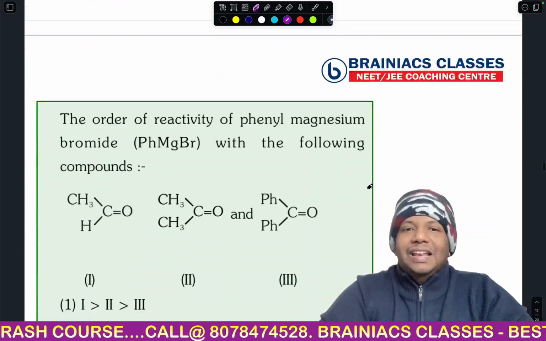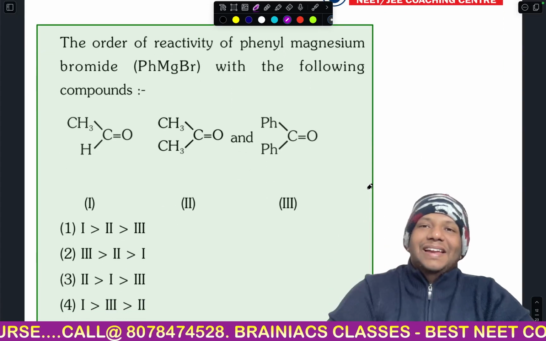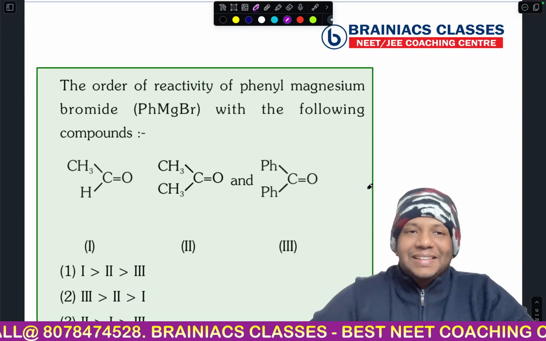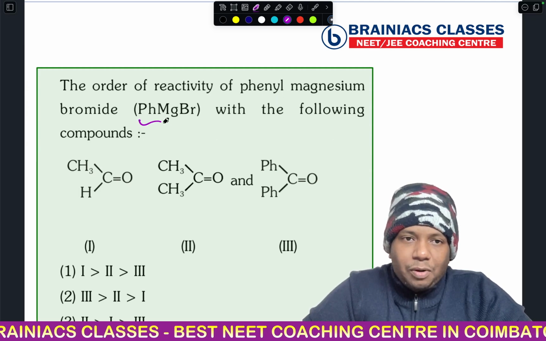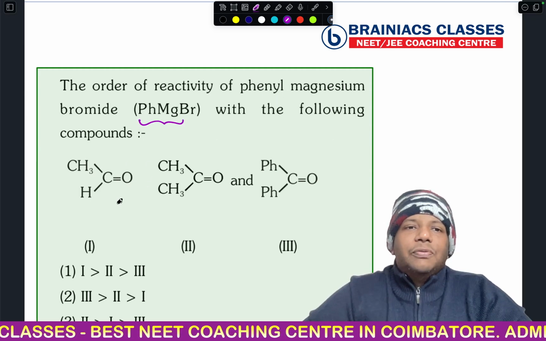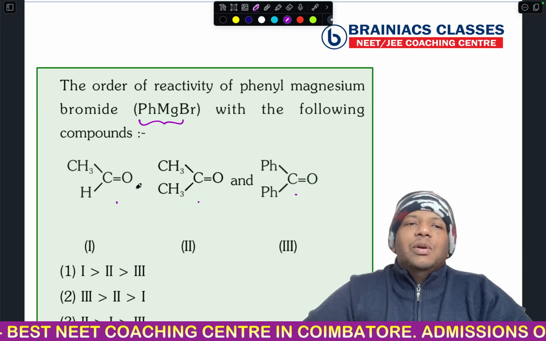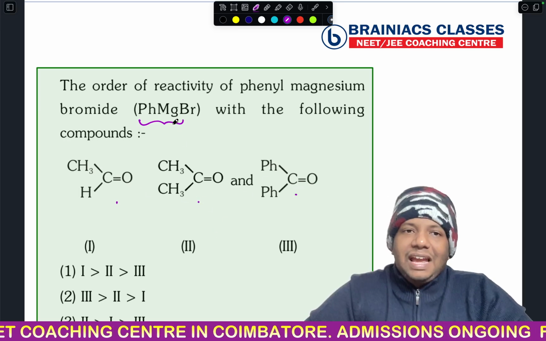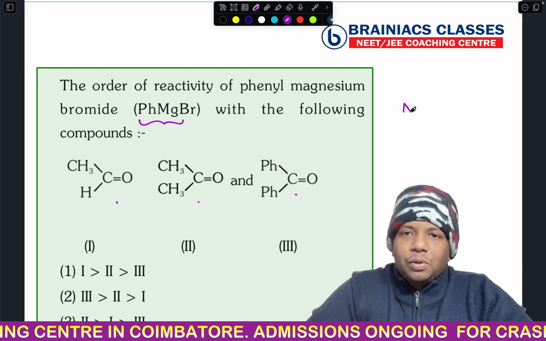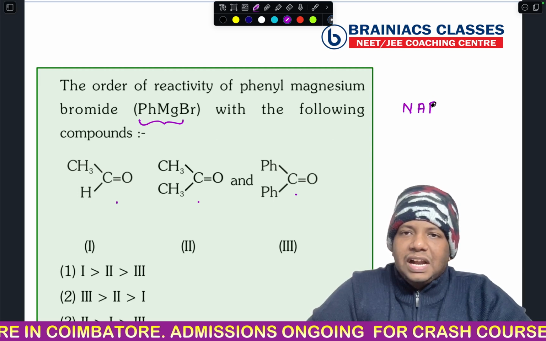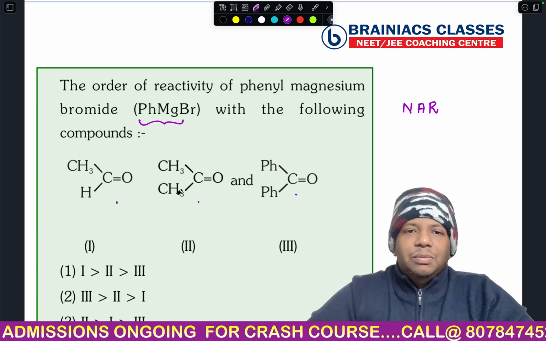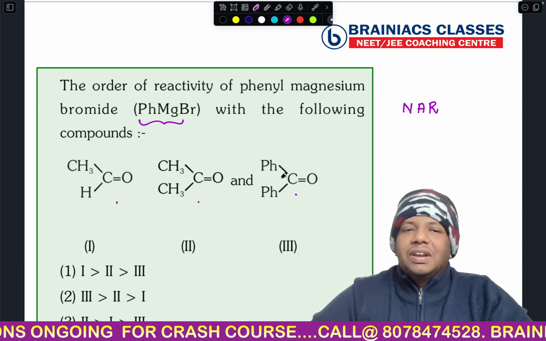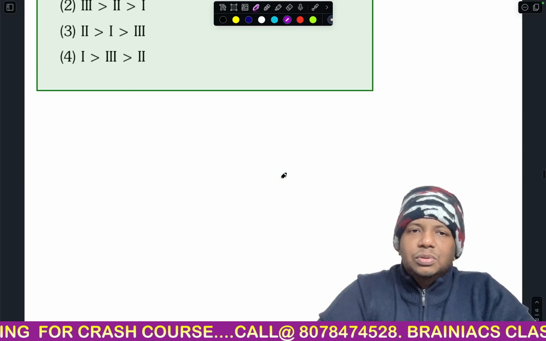Now let's go with the last question for the day, and I hope you can now easily attend this question and tell me the answer. So the order of reactivity of phenyl magnesium bromide, this is a Grignard reagent, with the following compounds is. Again, I know it's an aldehyde or a ketone. Its reaction with the Grignard reagent again follows the mechanism, that is nucleophilic addition reaction. So compare the reactivity of these three and you can say which one will react very fast. So we will do that now.